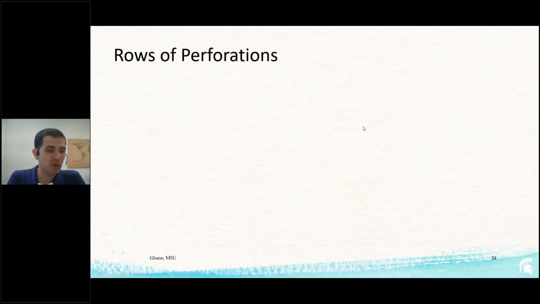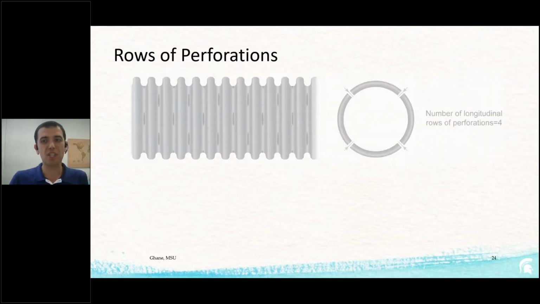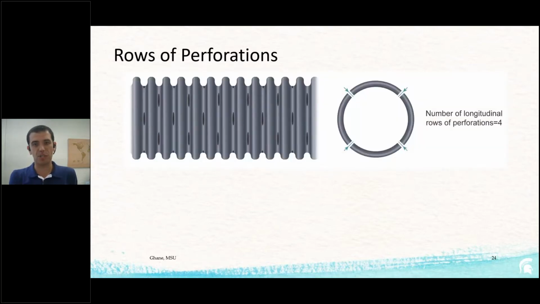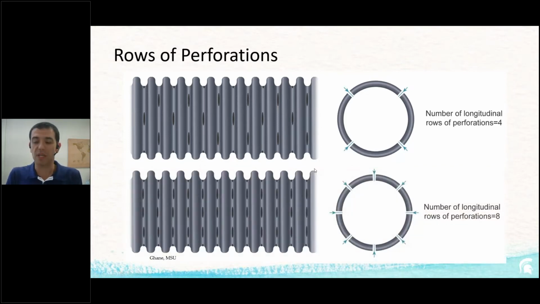Before I do, I'm going to explain some definitions. Rows of perforations. When I say rows of perforations, I mean for this example here, which is a staggered 4-row, this is what it looks like from the side. This is looking inside the opening of the pipe. You have 4 rows. And then this one is an 8-row pipe. So when I say 4-row, 8-row, this is what I mean.